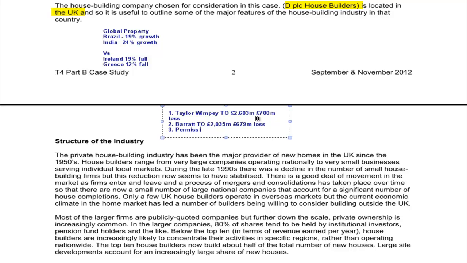The third biggest in the UK is probably the one that is most like D in terms of the financial performance. We'll have a look at the financial performance later on, but these figures are very, very similar, with a turnover of 1,569 million and a profit, quite remarkably, of 78 million.